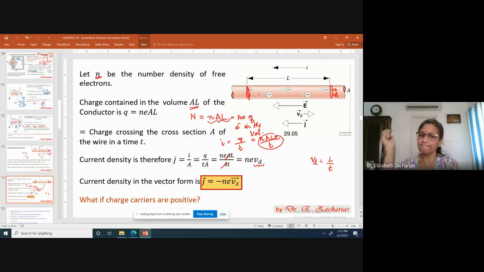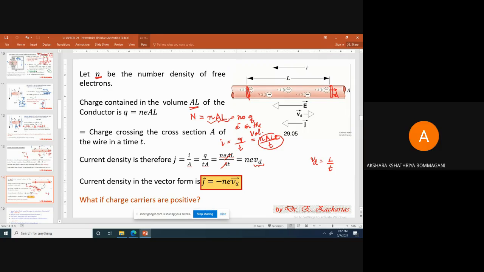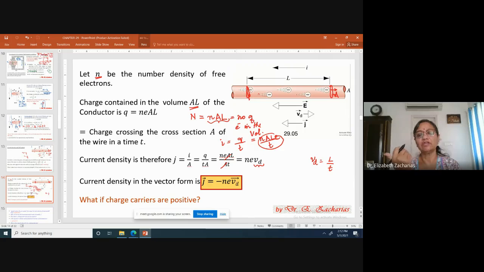Why this minus sign? Electrons flow current. Vd direction is opposite to the J direction. So this is the relationship between the number density of carriers available, the charge of each electron, and the drift velocity. So this itself shows that any material which has a large number density of free electrons, only such a material can be a good conductor. If you don't have sufficient N, then it can be a semiconductor, and if N is still smaller, it will be a dielectric.